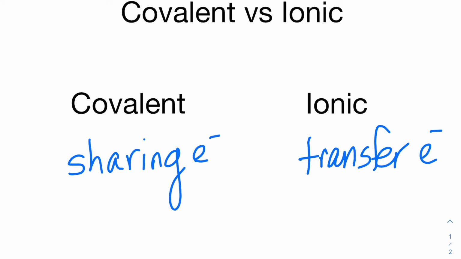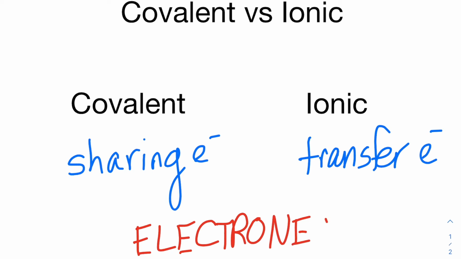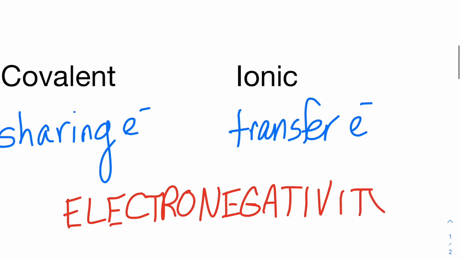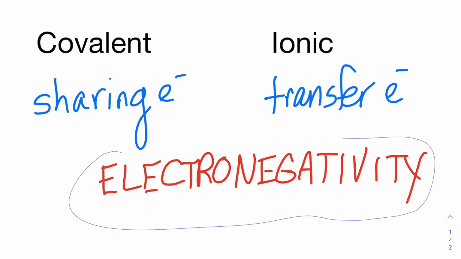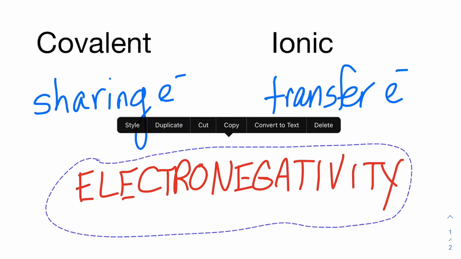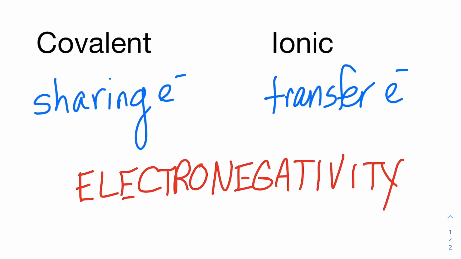And the difference in electronegativity, which is a really important word to keep in mind. I'm going to put it here in red, all caps: ELECTRONEGATIVITY. It's really important for differentiating between covalent and ionic bonds. So when we're looking at electronegativity, we want to think, what is the difference in electronegativity between these two atoms that are involved in a bond?